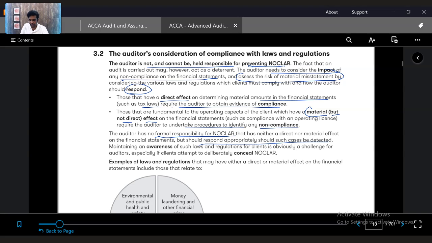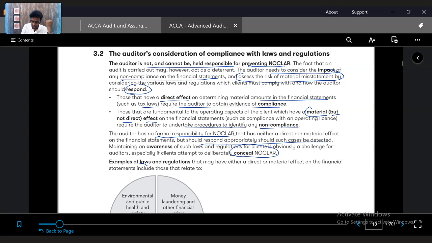If they identify a NOCLAR, the standard does not require what they are supposed to do, but they have to respond to it appropriately if they find such cases. They should not help the client. The auditor should not say, oh, this is a non-compliance, I will help you conceal it. You cannot do that. You need to definitely discourage the client from non-compliance.